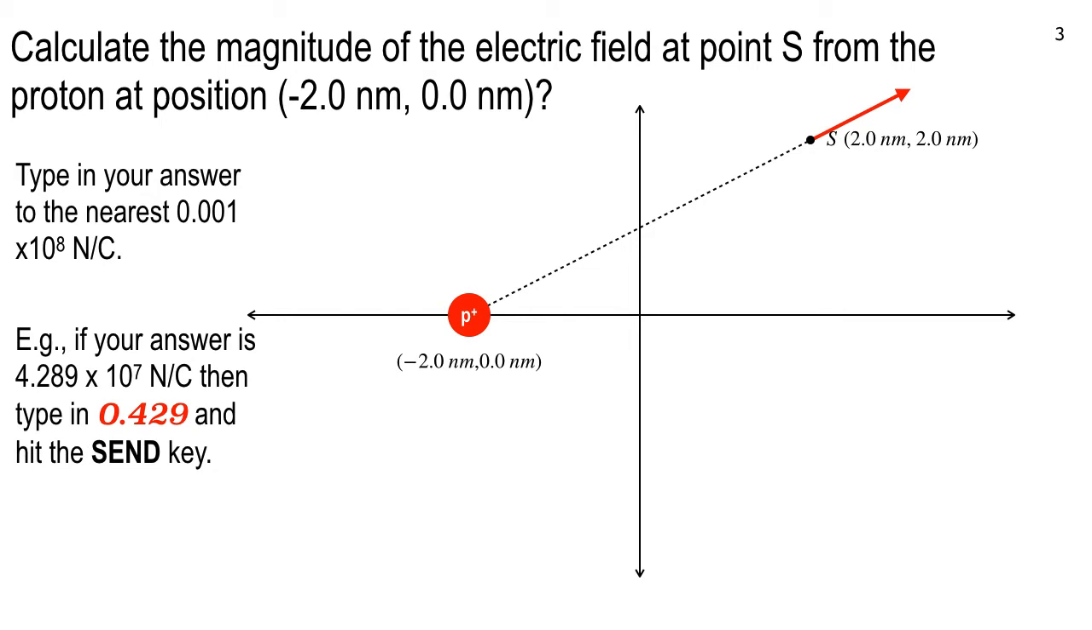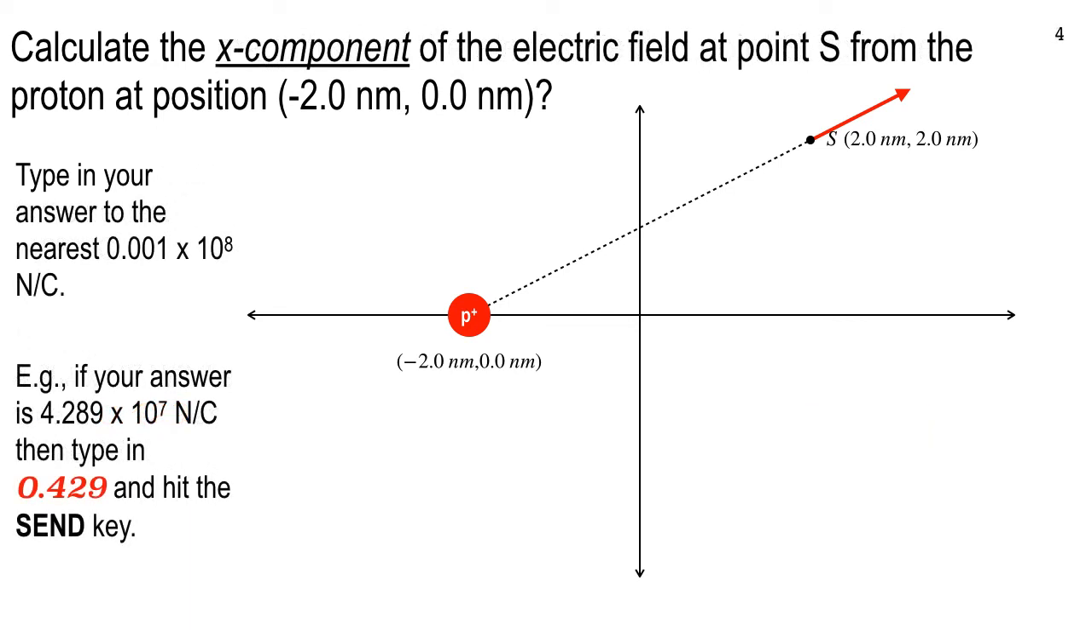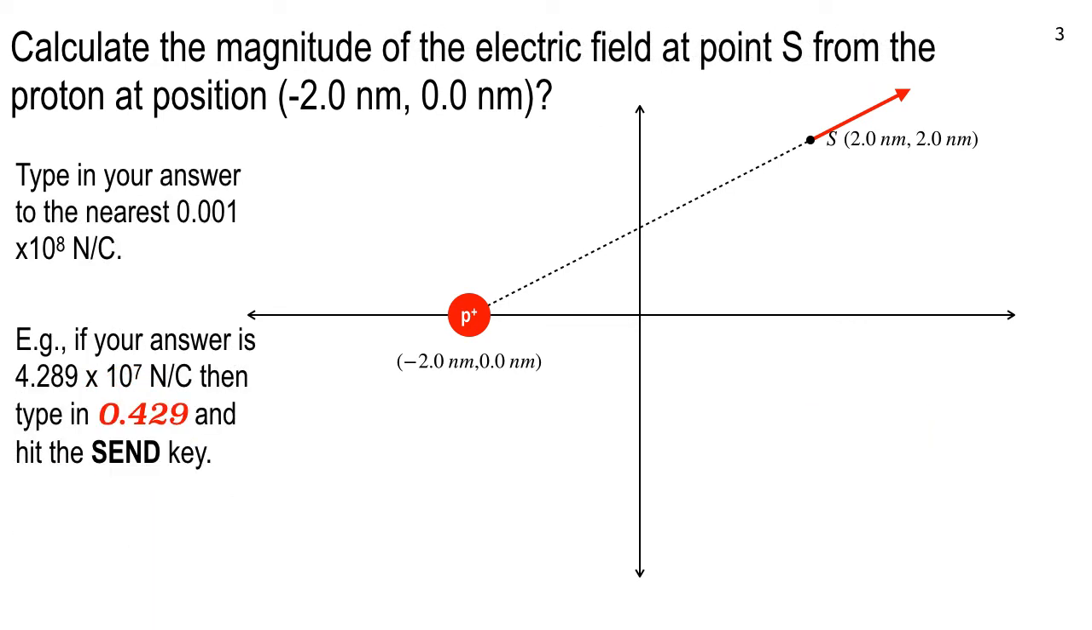10, 9, 8, 7, 6, 5, 4, 3, 2, 1, 0. Okay, 87 submissions here. Let's take a look at your answers. The correct answer is 0.721. So there's your correct answer.